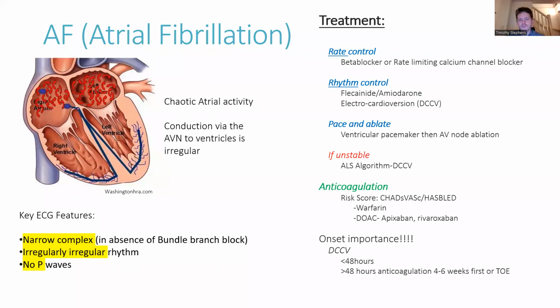In terms of your treatment, you've got loads of things you can do here. You've got rate management, where you can use your beta blockers. You've got rhythm control, where you can shock them, or you can use things like flecainide or amiodarone to try and convert them pharmacologically.